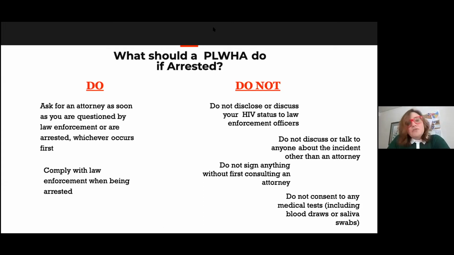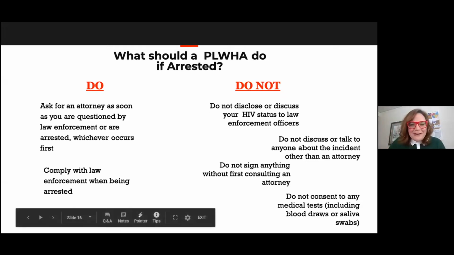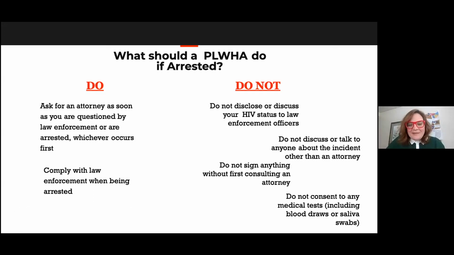And then, you know, things not to do. Do not disclose your status to law enforcement officers. No, do not do that. Do not discuss the incident with anybody other than your attorney. Do not sign anything without consulting with an attorney. And do not consent to any medical tests, especially before consulting with an attorney. So the main takeaway is ask for your attorney. You have a right to one.